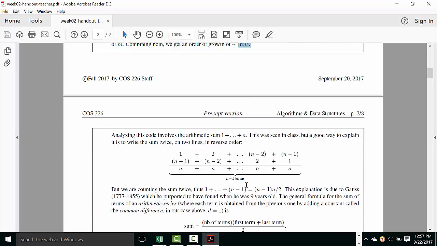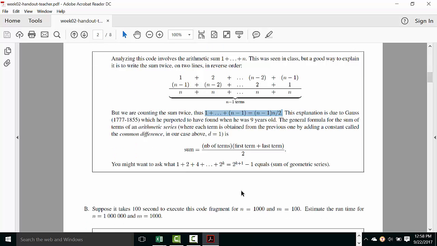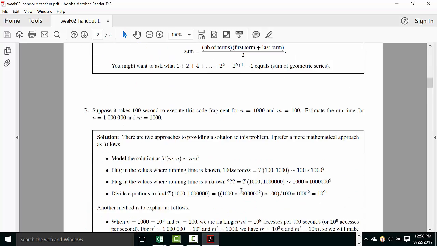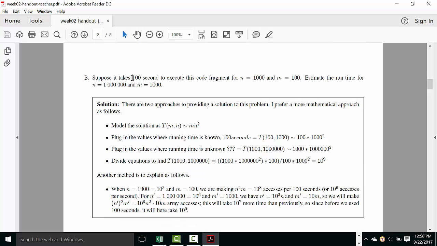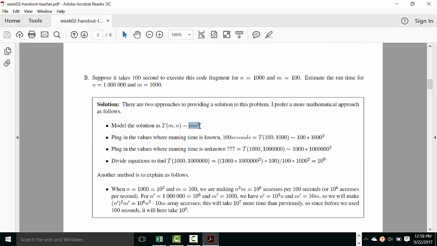So moving on, the key idea here is this sum, which you should look at in the notes and try to figure out exactly how that works. The second part says that if it takes 100 seconds to execute the code fragment for n equals 1000, m equals 100, estimate the runtime for n equals million and m equals 1000. So in other words, we have to think about a model. The model would be that we know from the previous part that the number of things the code runs is proportional to mn squared. So we write it as a function T(m, n).